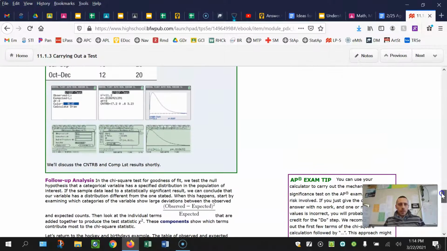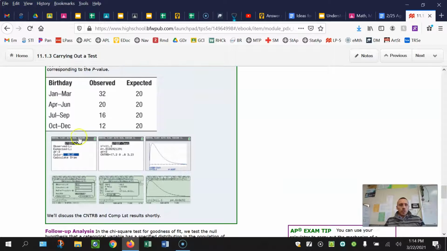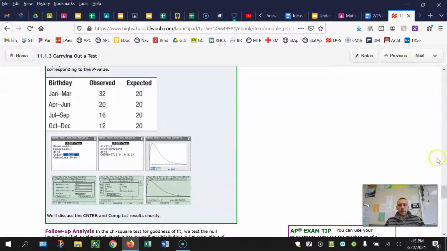When you do run that, you're going to get something called CNTRB, or contributions, or components. What these represent is each individual summand. So in the hockey question, we had 4 different categories. The test statistic was 11.2, out of which the January through March group contributed 7.2. The next group of months contributed 0, the next group 0.8, and the last group 3.2. So I can see the majority of the reason my test statistic is 11.2 is the January to March players.